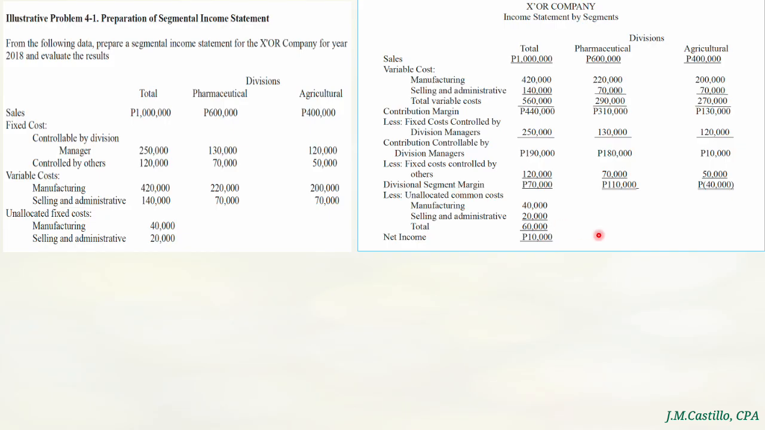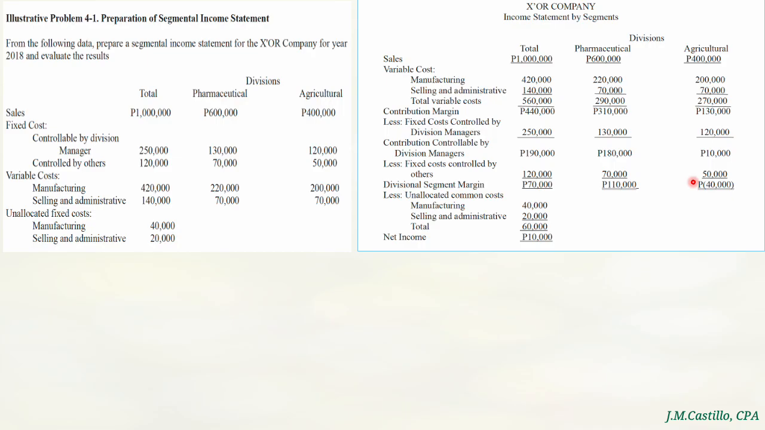So, obviously, kung ang magiging manner of reporting is segmented, dito pa lang makikita nyo na kung anong division yung talagang kumikita. So, kung mawawala si agricultural, mawawala din yung allocated fixed cost na attributable sa kanya. So, mawawala yung 120 and at the same time yung 50. Ang matitira is yung 130 and 70, so 200. Considering that, we're now discussing about the relevant costing.